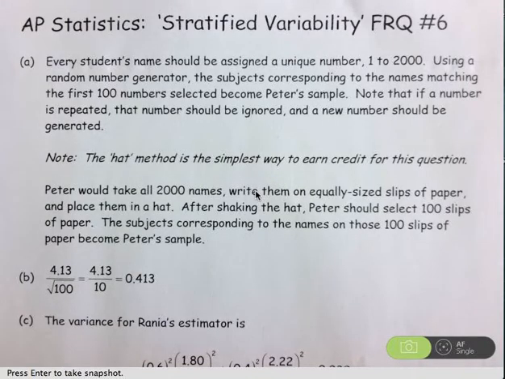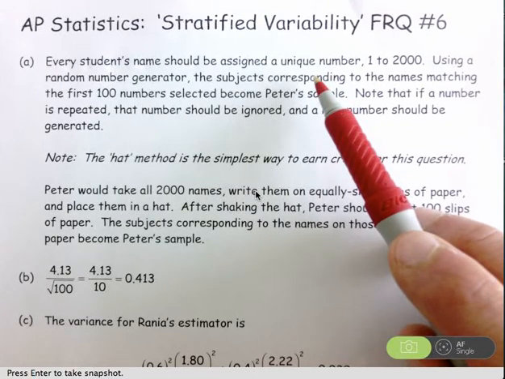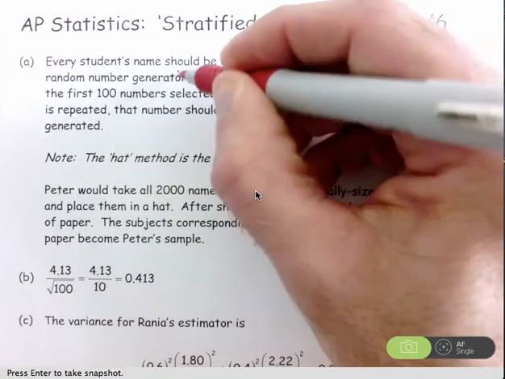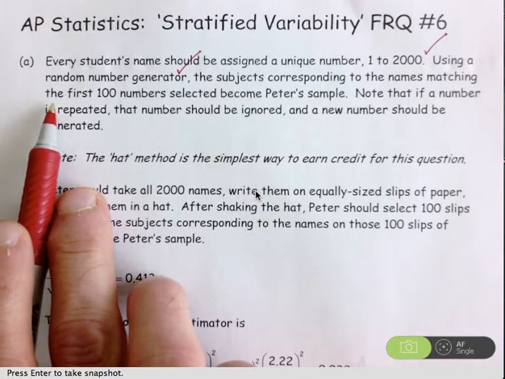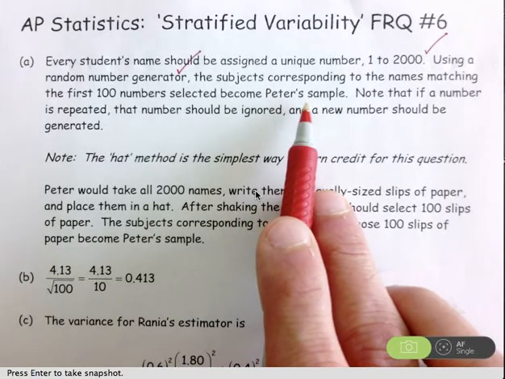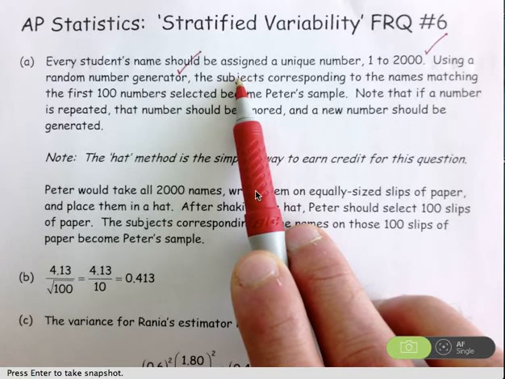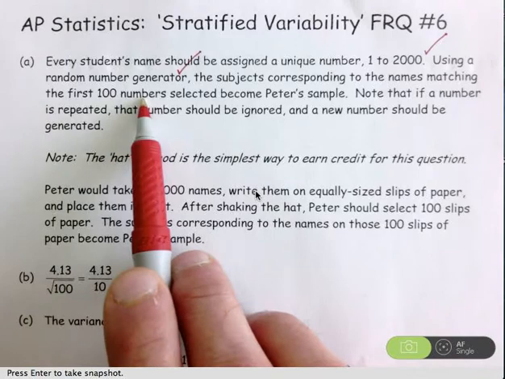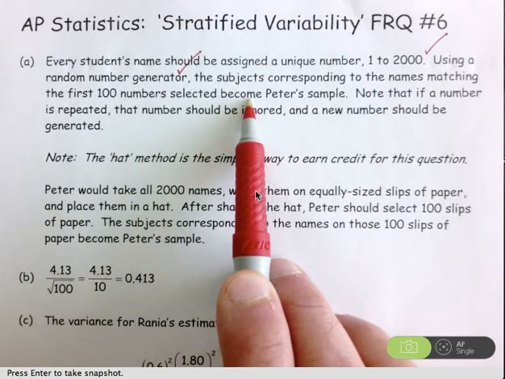So, for instance, most students tend to do this with a random number generator. So every name should be assigned a unique number, 1 to 2000. So using a random number generator, you have to give a specific method: the subjects corresponding to the names matching the first 100 numbers selected becomes Peter's sample. So understand, I'm saying that the subjects, which are the people, those are going into your sample, that correspond to the names because the names were what were numbered. The first 100 of those numbers will explain which subjects actually go into Peter's sample.